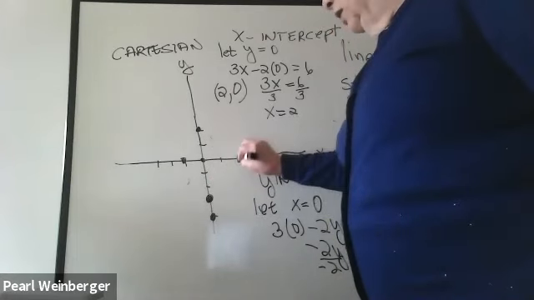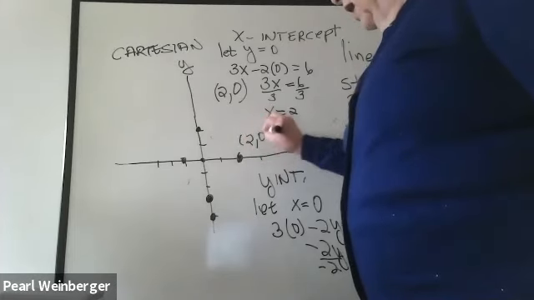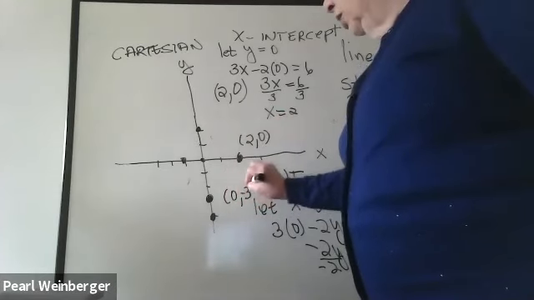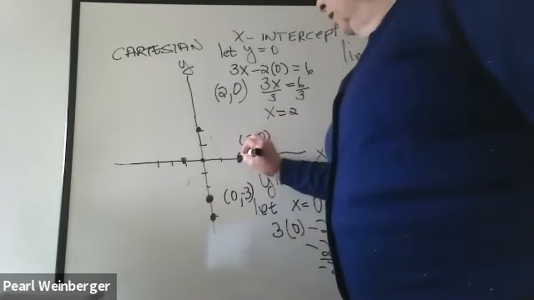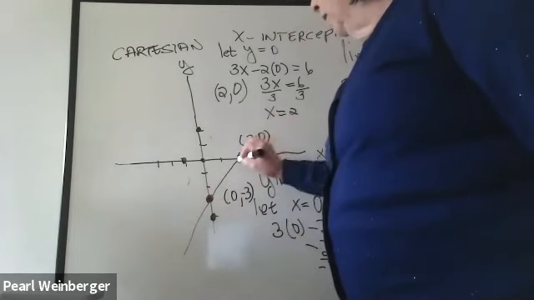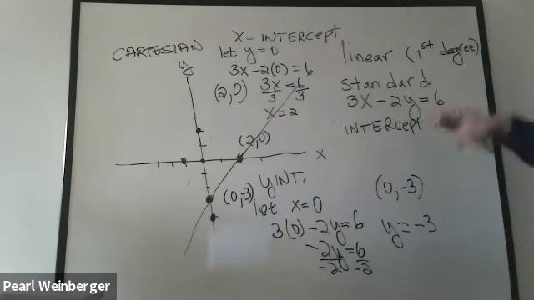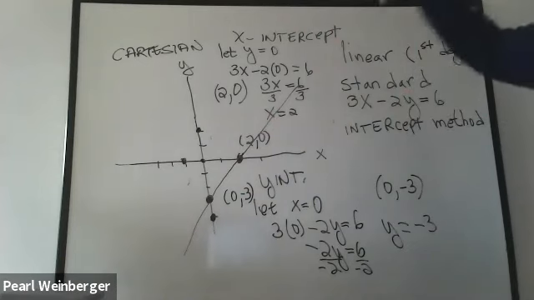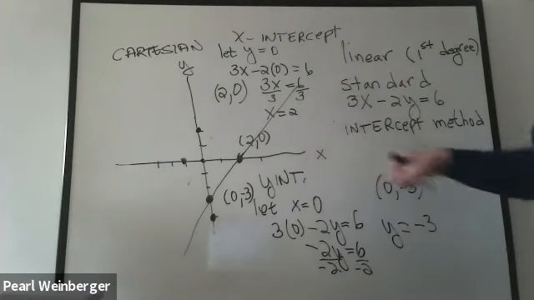Now here are 2 points. Here was our point 2, 0, which was the x-intercept. Here's our point 0, negative 3, which turned out to be our y-intercept. And now I can just draw the line because I have 2 points. Here's my line. So this is what's called the intercept method of graphing a line. Don't forget, if you want to find the x-intercept, you put the y. It's just the opposite of what you think. To find the x-intercept, you put the y equal to 0. To find the y-intercept, put the x equal to 0.